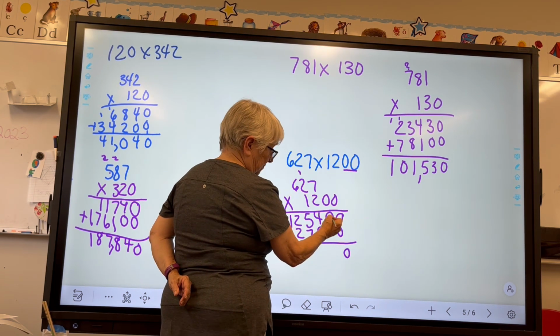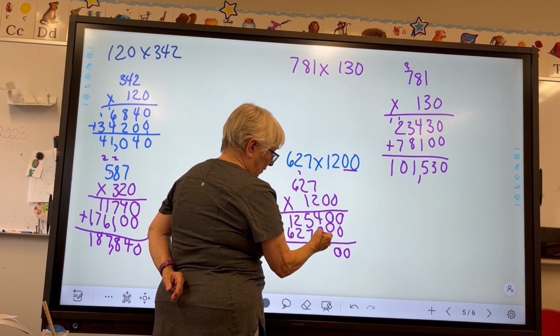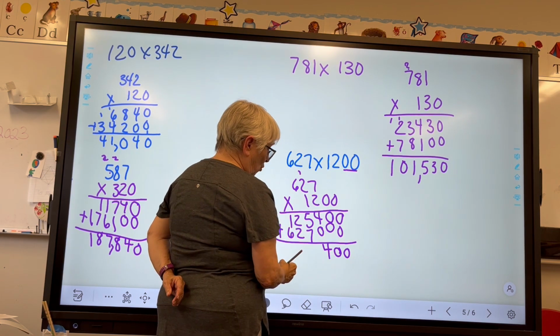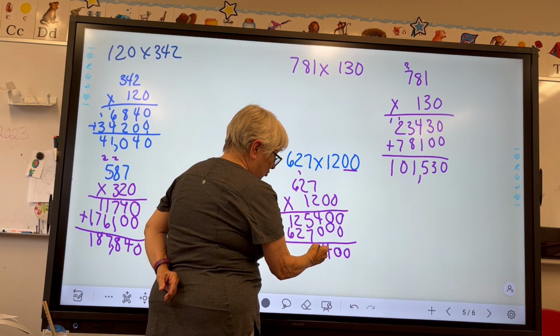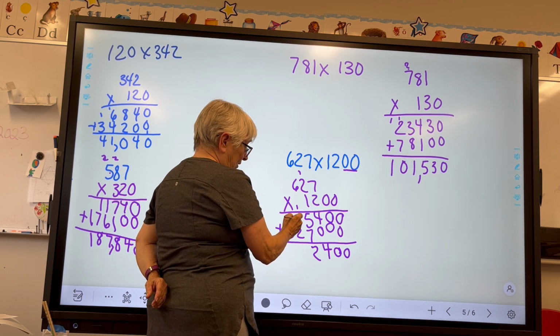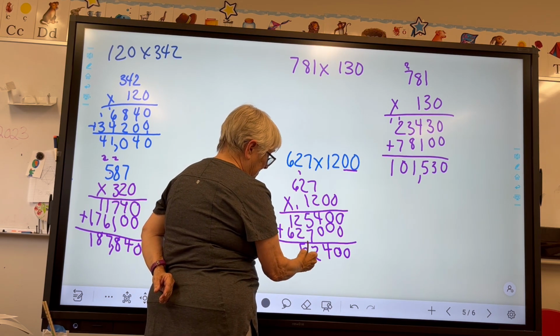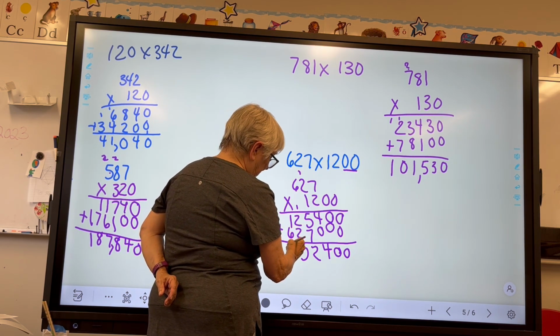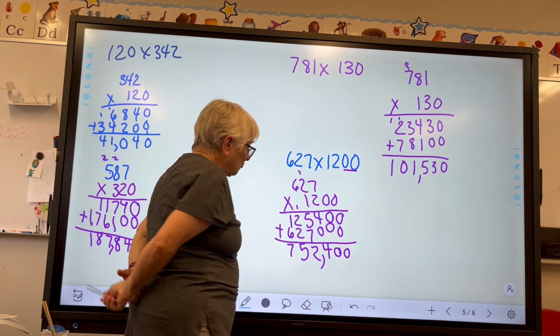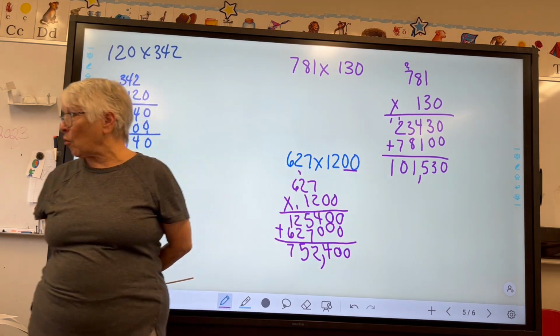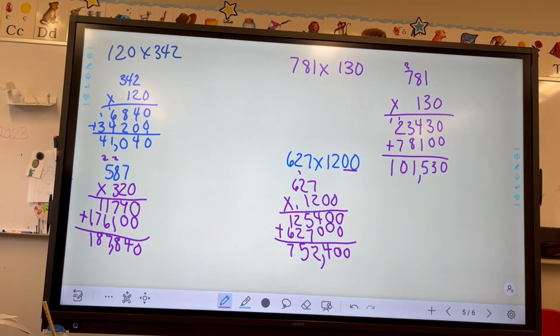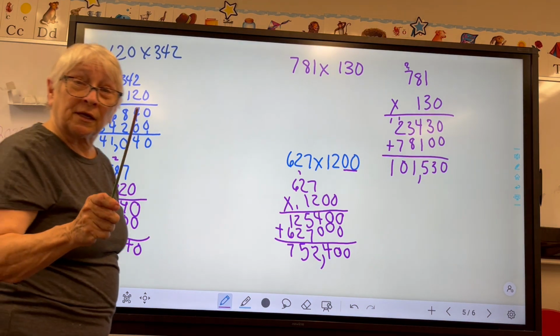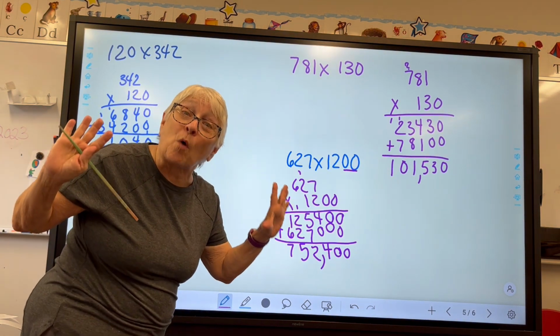0, 0. 4 plus 0 is 4. 5 plus 7 is 12. Carry the 1. 2 plus 2 is 4, 5. And 6 plus 1 is 7. 752,400. And that's correct. I've gotten it correct. Yay, I got them all right.